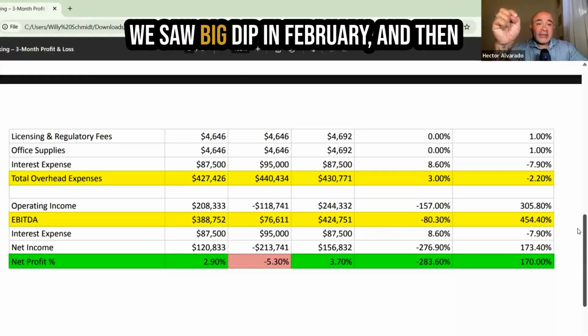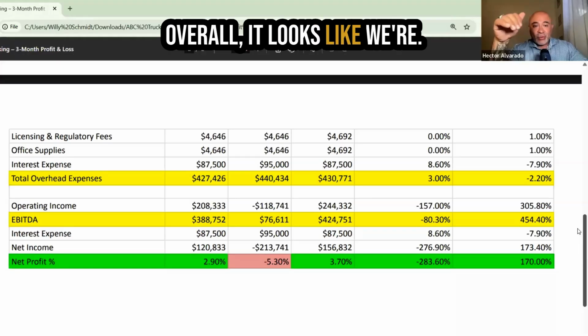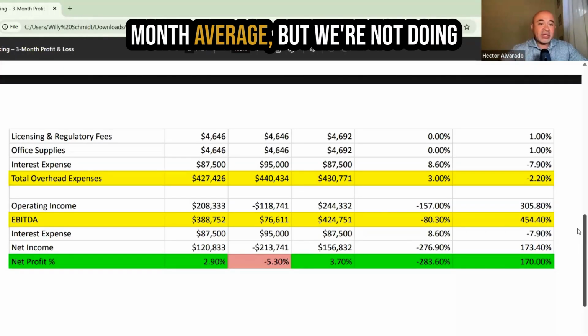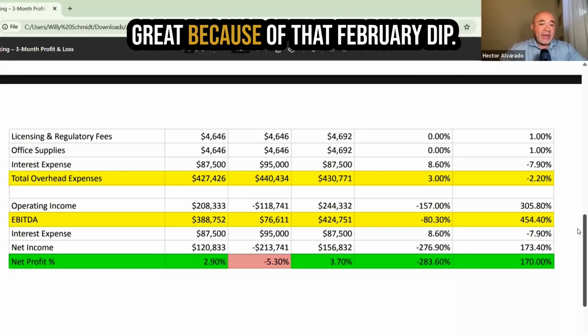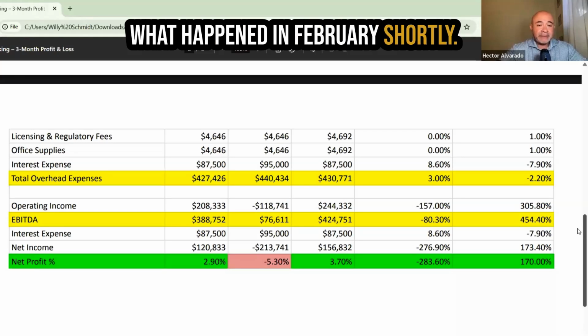We saw a big dip in February and then a bounce back month here in March. Overall, it looks like we're doing okay. Like we're not horrible in the 3 month average, but we're not doing great because of that February dip. And so we're going to want to understand what happened in February shortly.